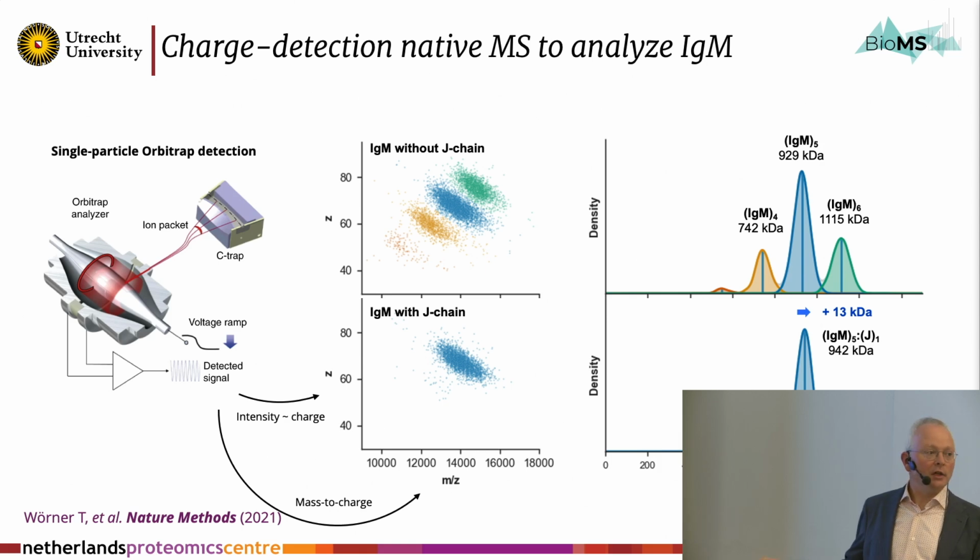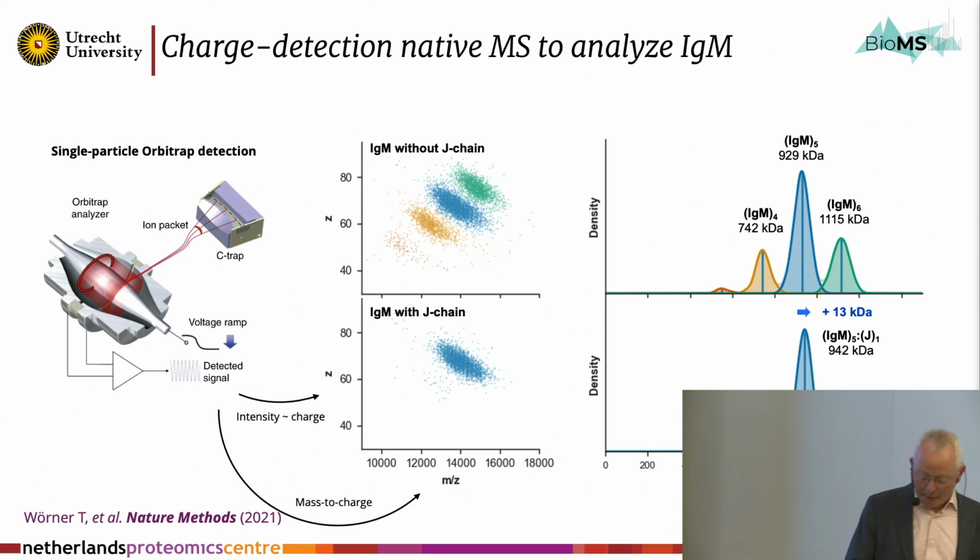We were able to show that if you recombinantly express IgM without the J chain, the system goes berserk. And it forms pentamers, but it also forms hexamers, it also forms tetramers, and even some trimers. And so if you don't have the J chain, IgM oligomerizes, but very unspecifically. If you co-express it in the B cell with the J chain, all this disappears, and you get perfectly just one distribution, and this is IgM pentamer with a J chain with a mass of 942.